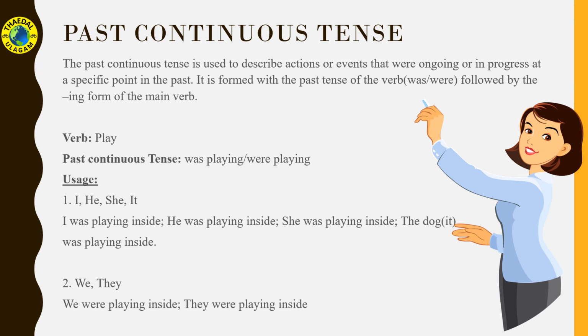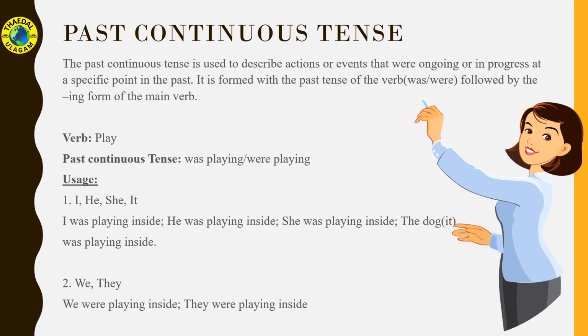Past continuous tense. The past continuous tense is used to describe actions or events that were ongoing or in progress at a specific point in the past. It is formed with the past tense of the verb was or were, followed by the ing form of the main verb. Consider the verb play. The past continuous tense of the verb play is was playing or were playing. Was is added to represent singular and were is added to represent plural.